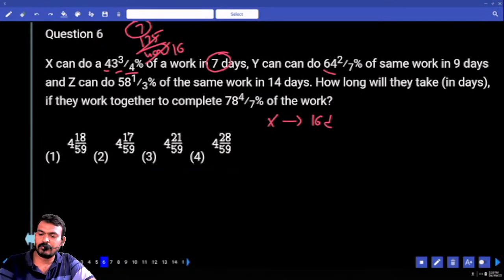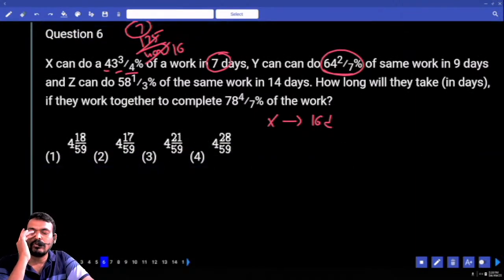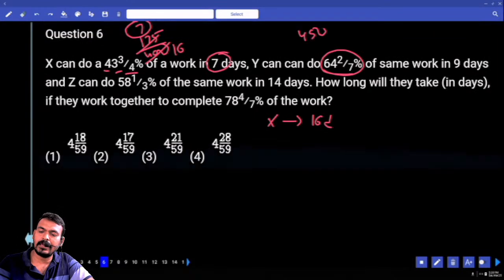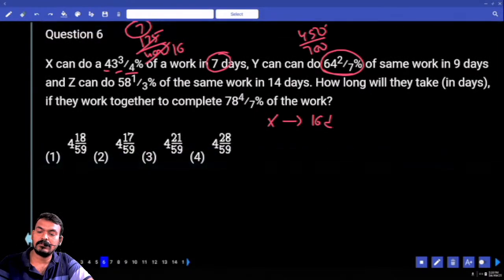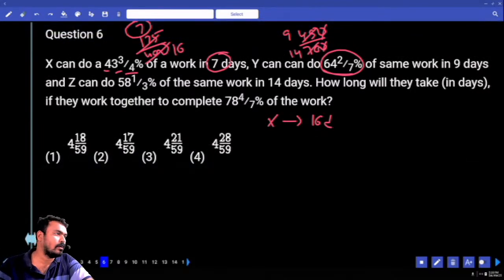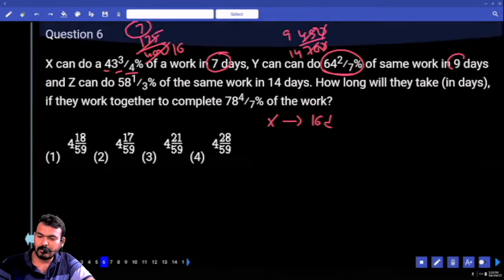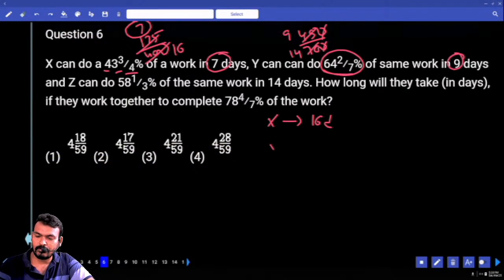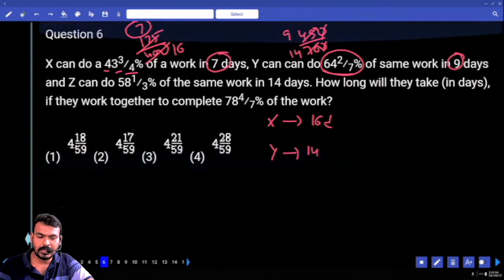Another one, Y does 64 2 by 7%. 7 into 60, 420. 7 4s are 28. 448 plus 2 means 450 by 700. 0 cancel. 5 how many times? 9. 5 how many times? 14. It is 9 by 1400. 9 parts will be how many days? 9 days. Then 14 parts are 14 days.